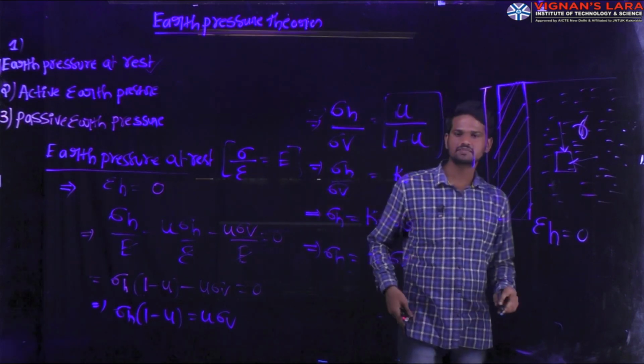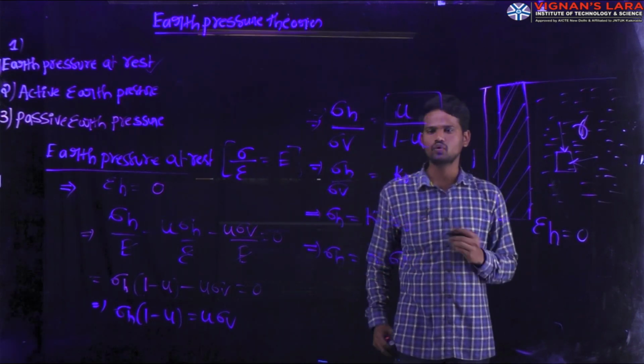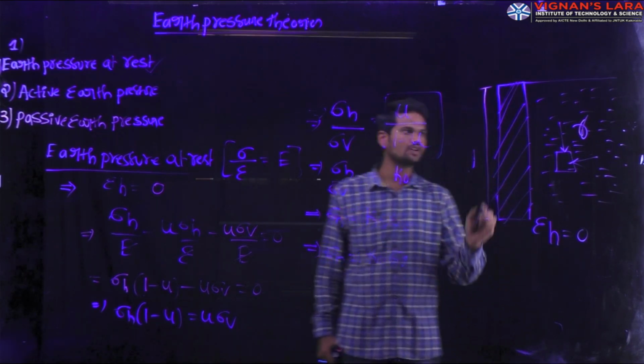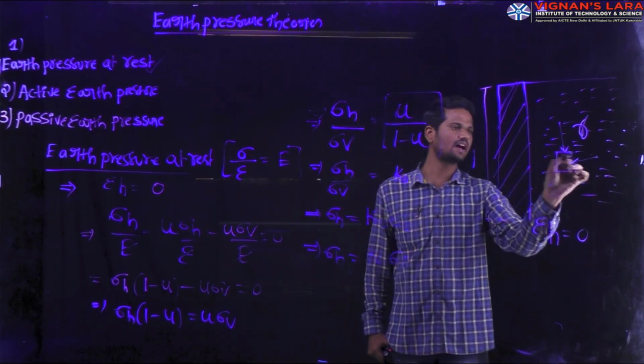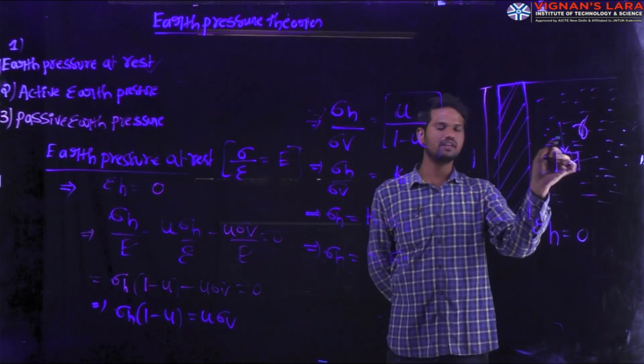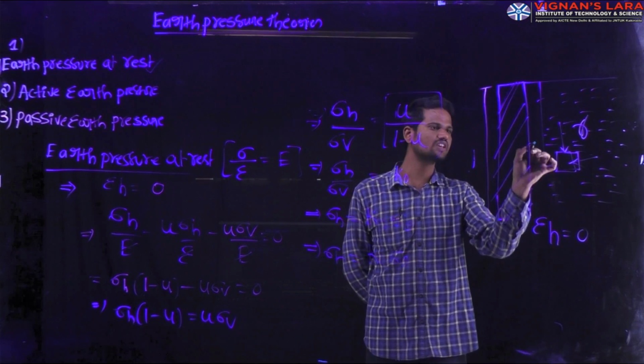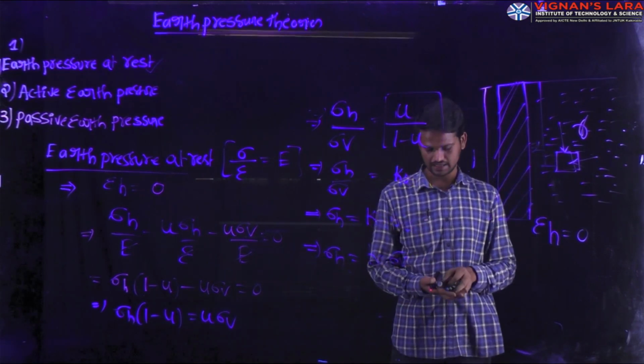I have already explained how we calculate the vertical pressure at any particular depth. Suppose you consider this soil element: how much pressure is acting at a particular depth Z?